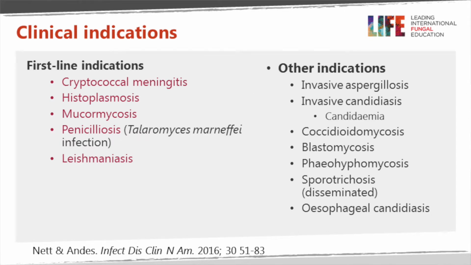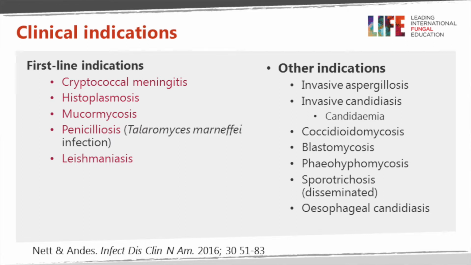Amphotericin B is an important antifungal agent, and as you can see on the left-hand side, there are many important clinical indications for it, including first-line treatments for histoplasmosis, cryptococcal meningitis, the protozoan at the bottom, leishmaniasis, but again you've got mucormycosis and penicilliosis as other first-line treatments.